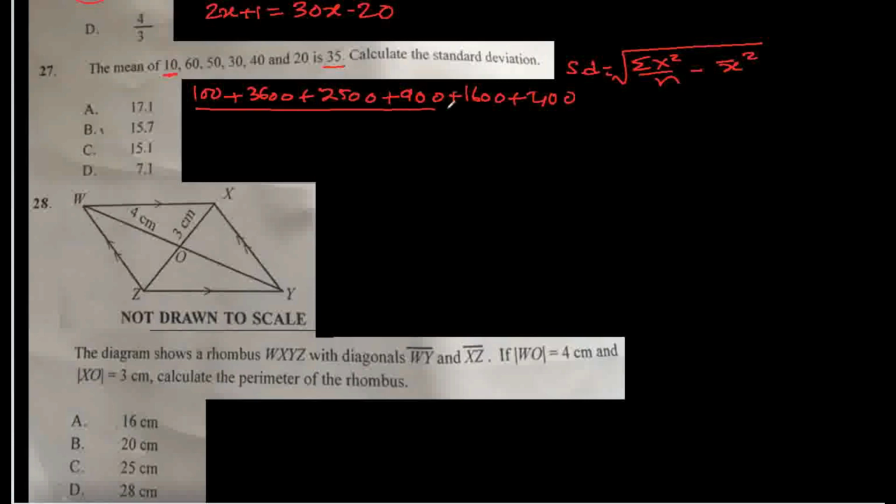And we have to divide it by the number of numbers. How many are they? 6. 1, 2, 3, 4, 5, 6. That is n. Okay.